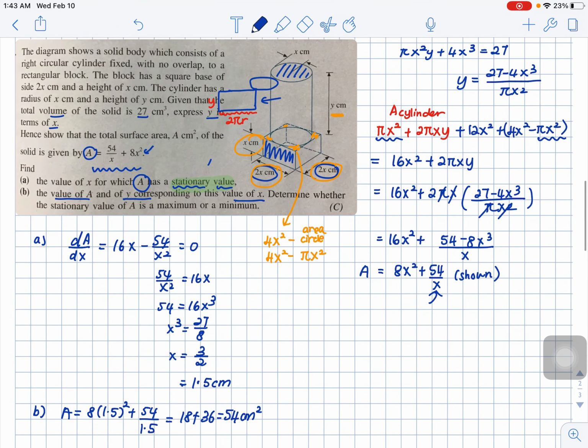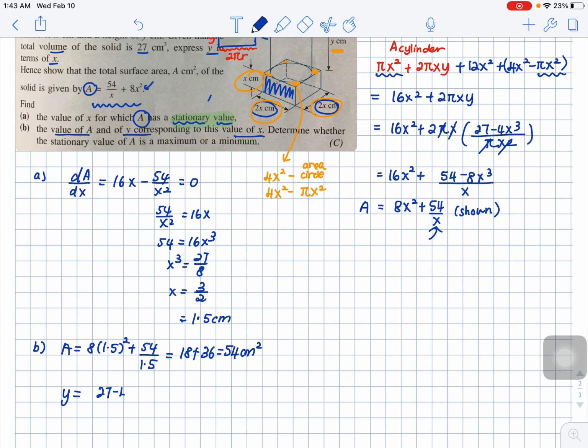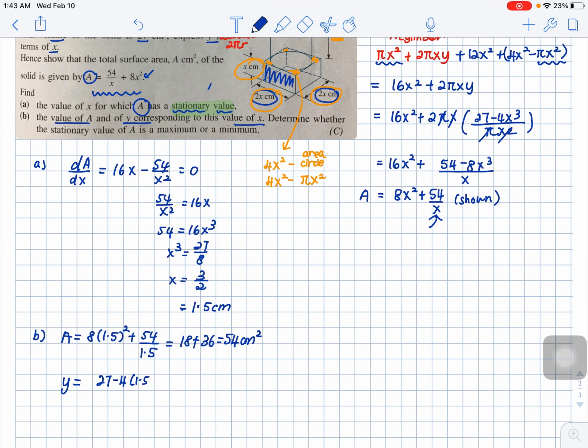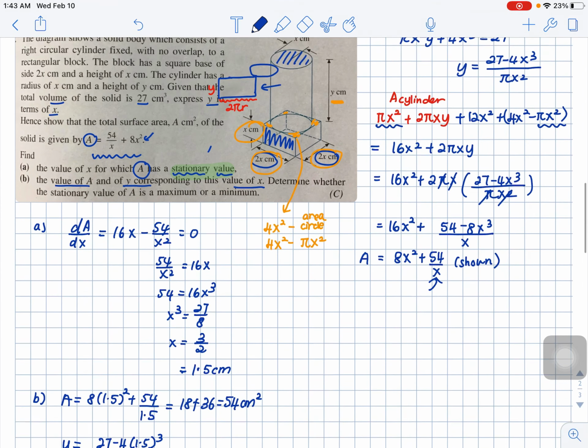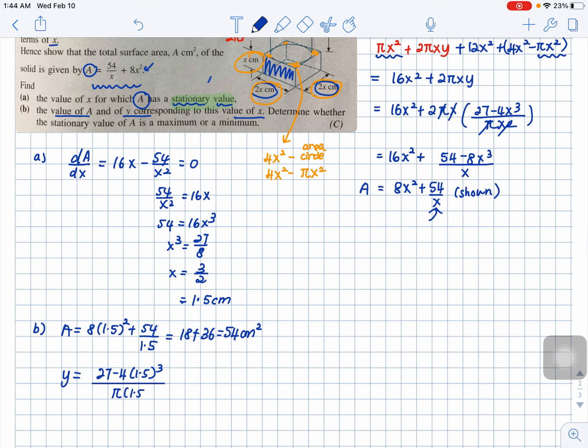Where is the expression for the y? This is expressed in terms of pi to make it look nice, but if you want to put it in decimal, it's 1.91 centimeter.